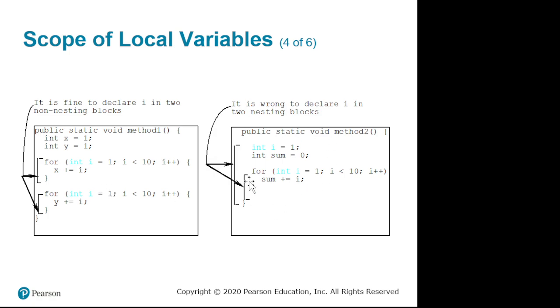But here, I declare i inside of the method block, and I try to declare it again inside of the for block, which is wrong. I can't declare it twice inside of the same blocks. I could remove the integer part here.